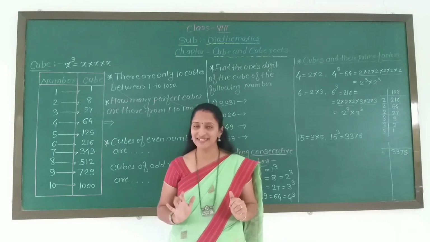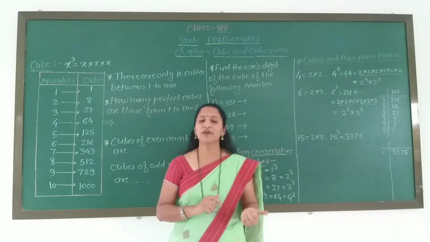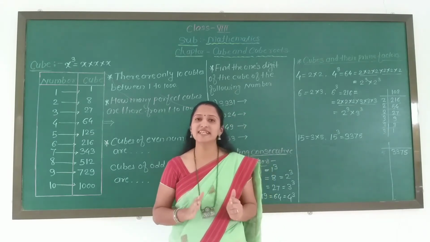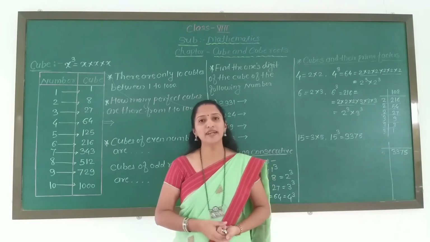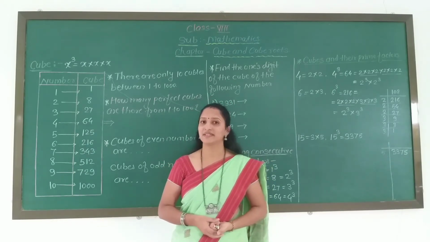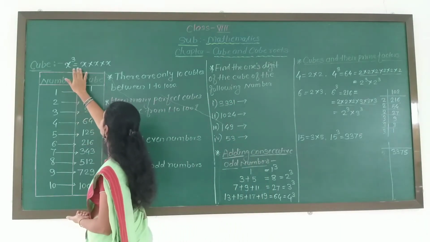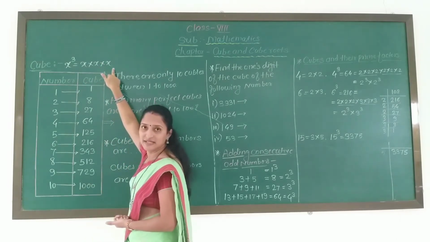has 6 sides, right? And all sides are equal, right? So we call in geometry a cube a solid 6-sided figure. But in case of algebra, how can we find a cube? The cube of any number can be found by multiplying the number thrice.